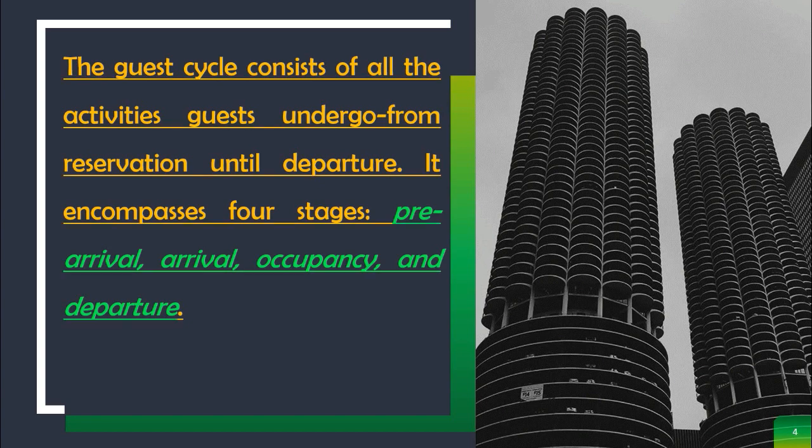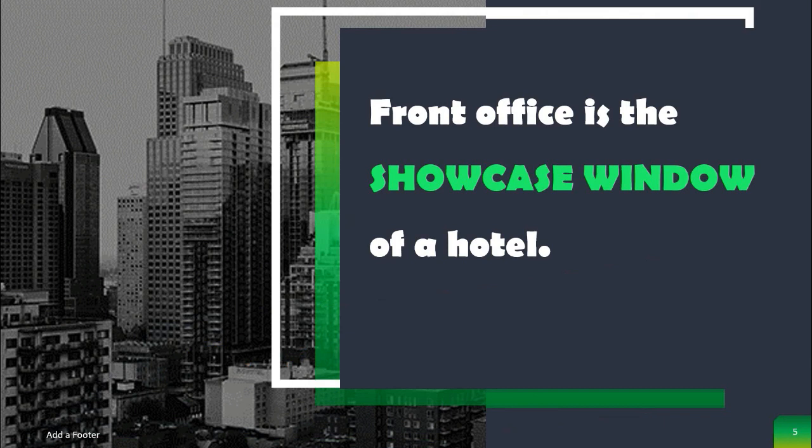So, okay, next is: front office is the showcase window of a hotel. From the definition of the book, it is said to be the showcase window because it reflects the image of the hotel. It is also the nerve center because this is where all the information and communication between departments and personnel are done. It is the command center that oversees and assists the guest stay.